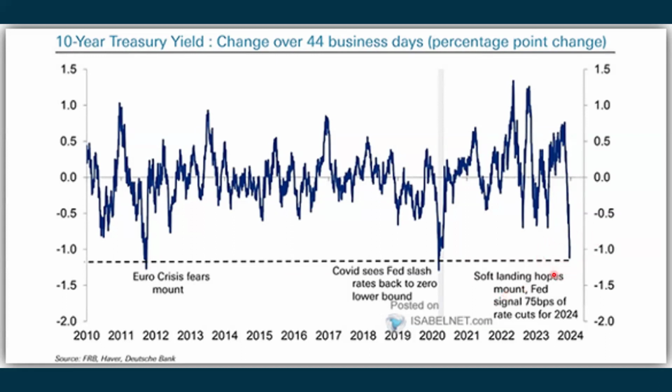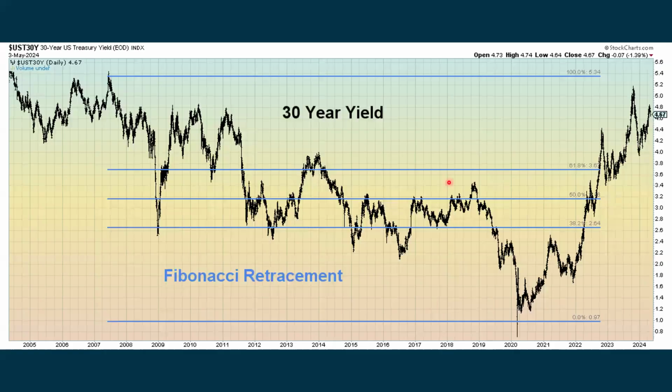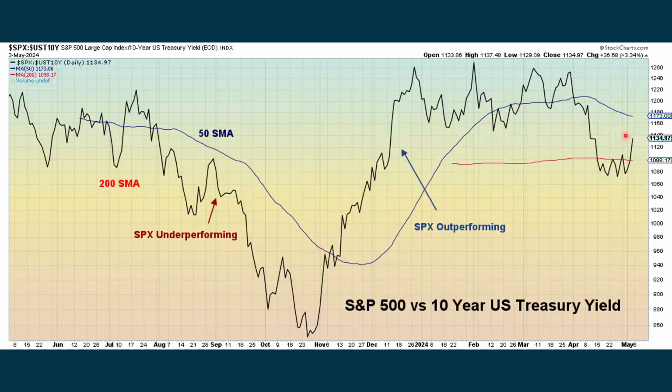But this is considered to be something positive, where the other two events, when we had extreme negative readings here, these were negative things that happened. So I don't know how much longer I'm going to show this chart because I'm not sure how relevant it continues to be. Here's another Fibonacci chart with the 30-year yield not really hitting anything right now.